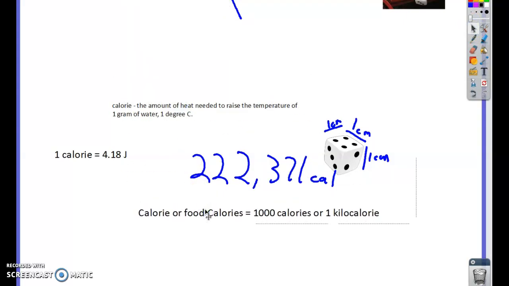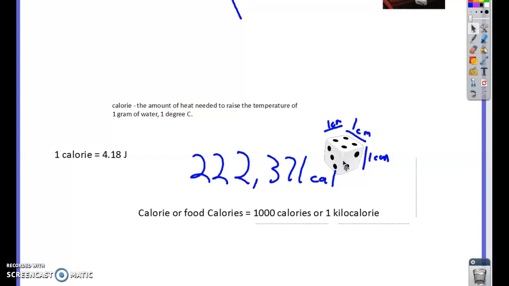Sometimes it's a capital C calorie, but obviously if the little c is at the first of the sentence, that gets confusing. So we're just going to call them food calories. A food calorie is actually 1,000 calories or 1 kilocalorie. Another way to look at that is that if you took this cubic centimeter of water and made the temperature go up 1,000 degrees, that would be a kilocalorie.